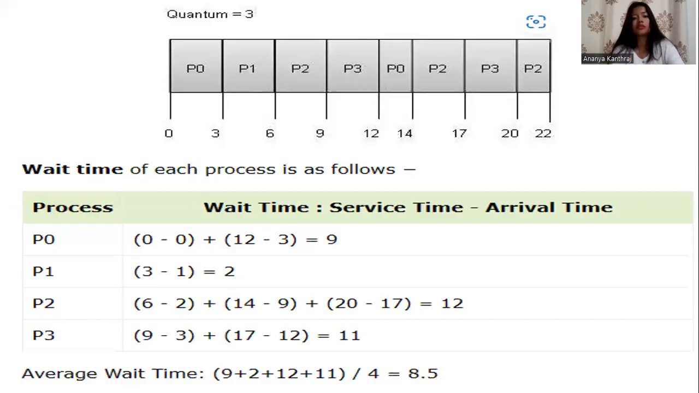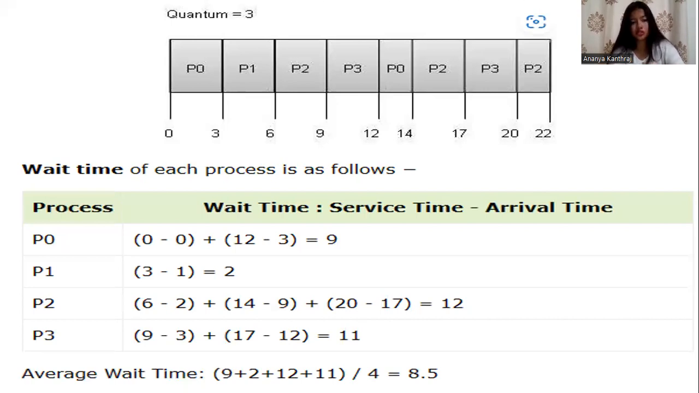So let us look at an example of round robin where the given time quantum is 3 seconds. The given timeline is as mentioned here: 0 to 3, 3 to 6, 6 to 9, 9 to 12, 12 to 14, 14 to 17, 17 to 20, and 20 to 22.